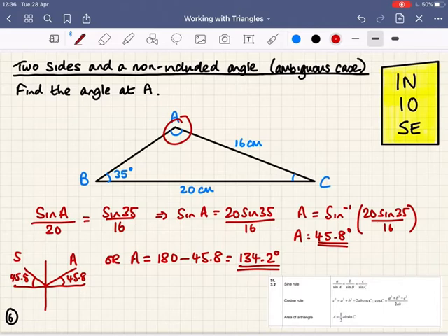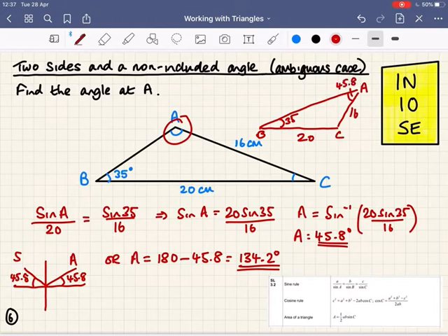If I was to draw the same triangle but with an angle of 45.8, I'm just going to try and sketch this here, it would look quite different. My side BC here would be 20. My side AC would be 16. It would be something like this. 16, there's A, and there is our triangle. This angle is still 35, but now the angle here is 45.8.